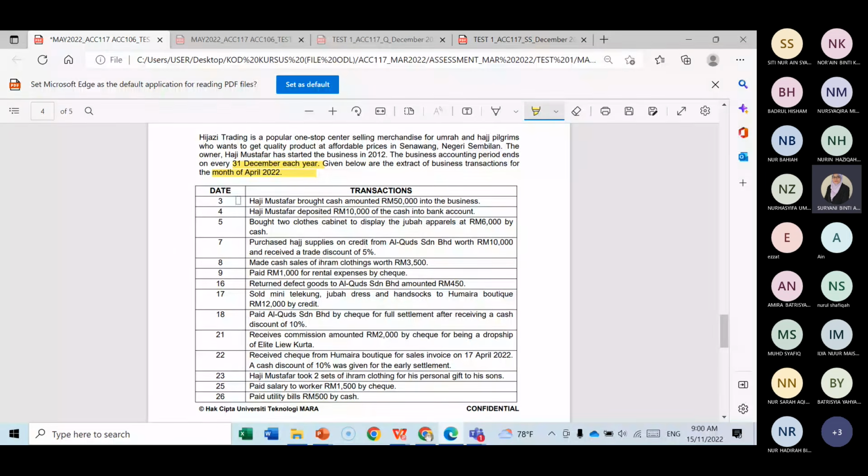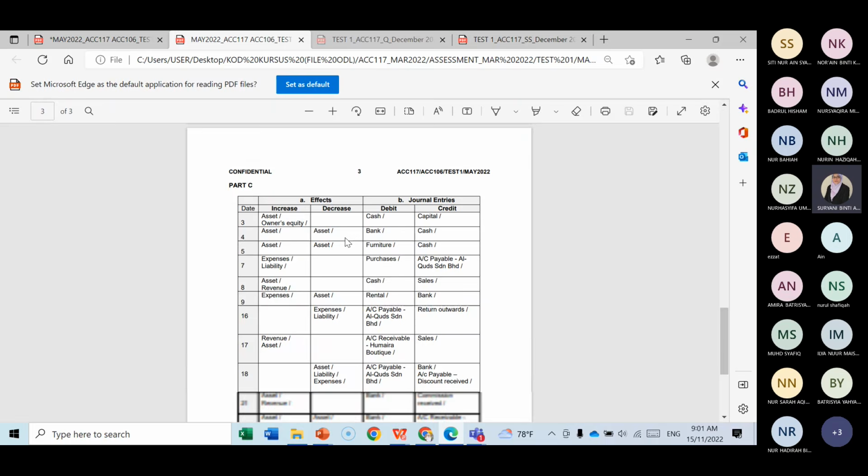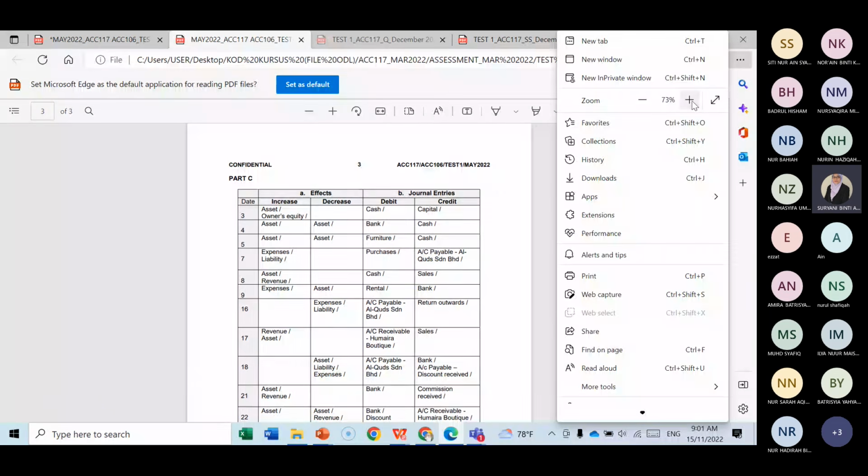So we are going to answer the questions one by one in chronological order. So we start with 3rd April. Haji Mustafa. Who is Haji Mustafa? Haji Mustafa is the owner. He brought cash amounting to 50,000 into the business. So the keywords, those highlighted: Haji Mustafa, the owner, brought cash. So what will be the effect, class? The effect is, okay, let us look at the asset effect: increase. Yes, good. Asset increase.